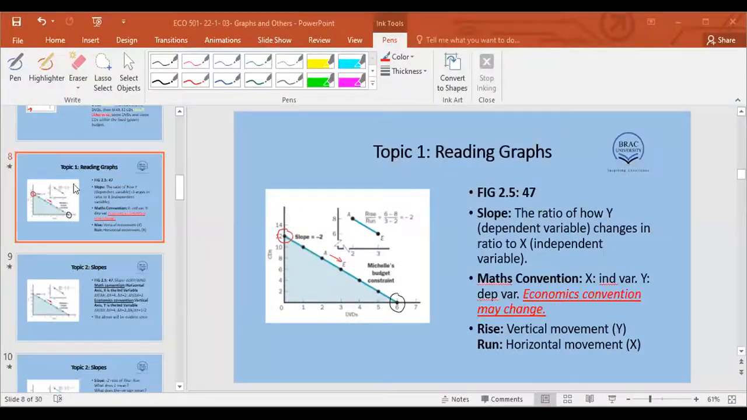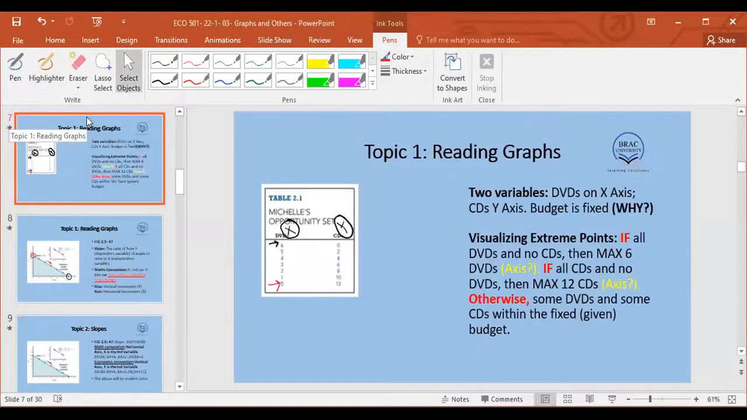আচ্ছা, এখন দেখা যাক, let's get back to this table. If the consumer decides to buy one DVD less, how many CDs can she get? 2. Achha, if she decides to buy one more, how many CDs can she get? 2 plus. Right? If she decides to buy one DVD less, how many CDs can she get? 2, na? 2. This is the mathematical way of measuring a slope.